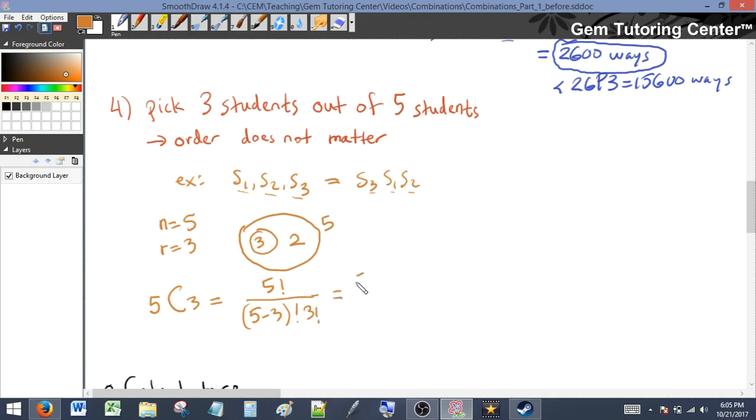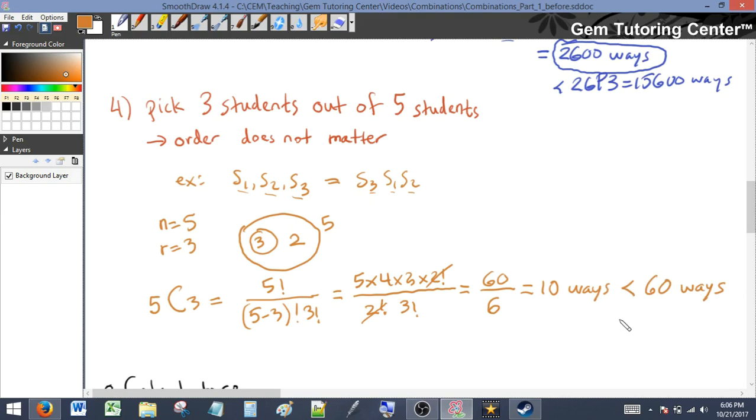And now let's expand this. It's going to be 5 times 4 times 3 times 2 factorial, okay? And this is going to be 2 factorial, and this is going to be 3 factorial. Again, these cancel out, okay? So we're left with 60 divided by 3 times 2 times 1, which is 6, okay? And that's going to be equal to 10. 10 ways.